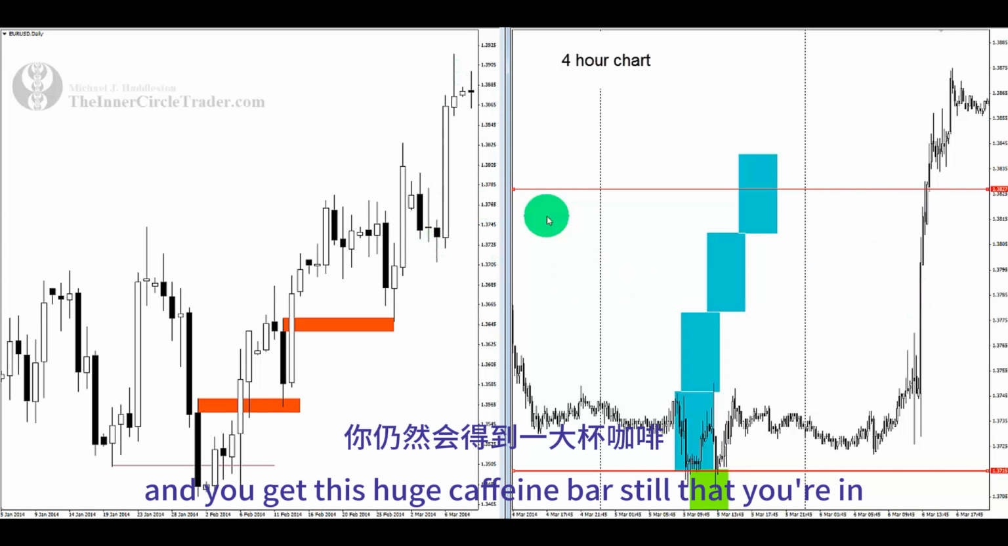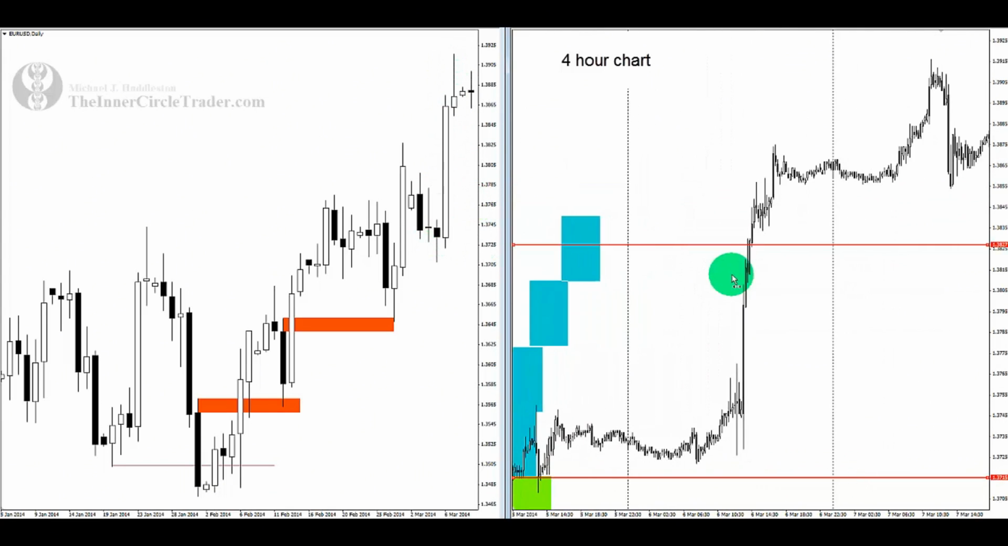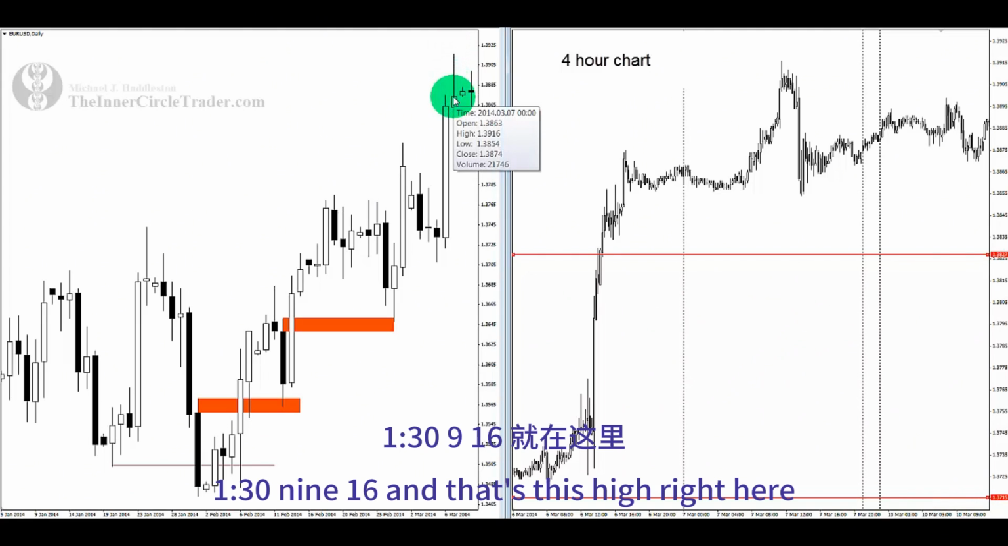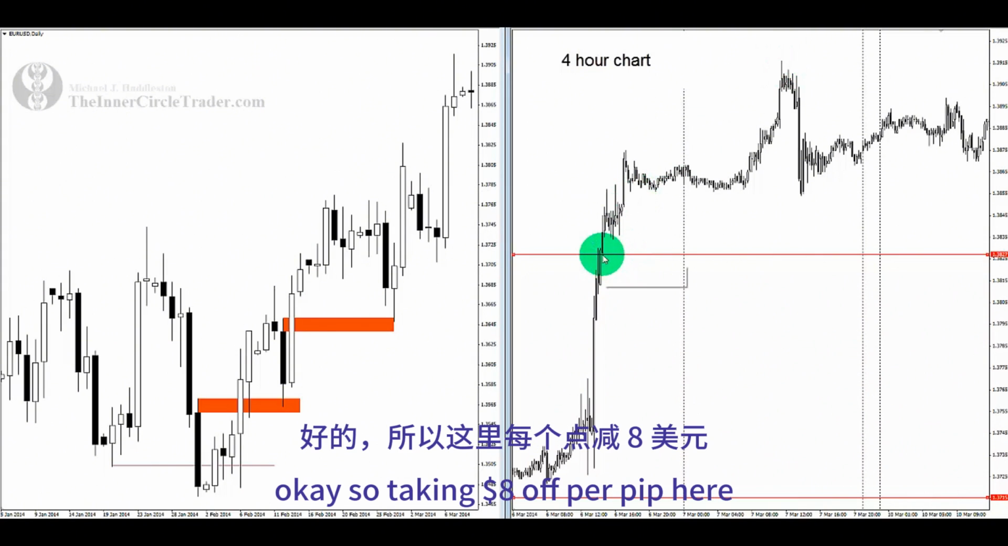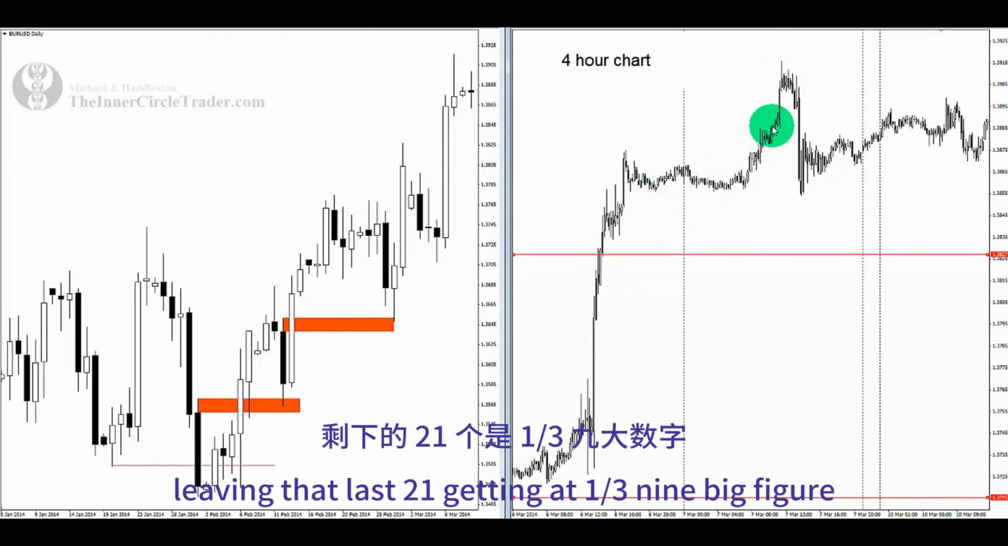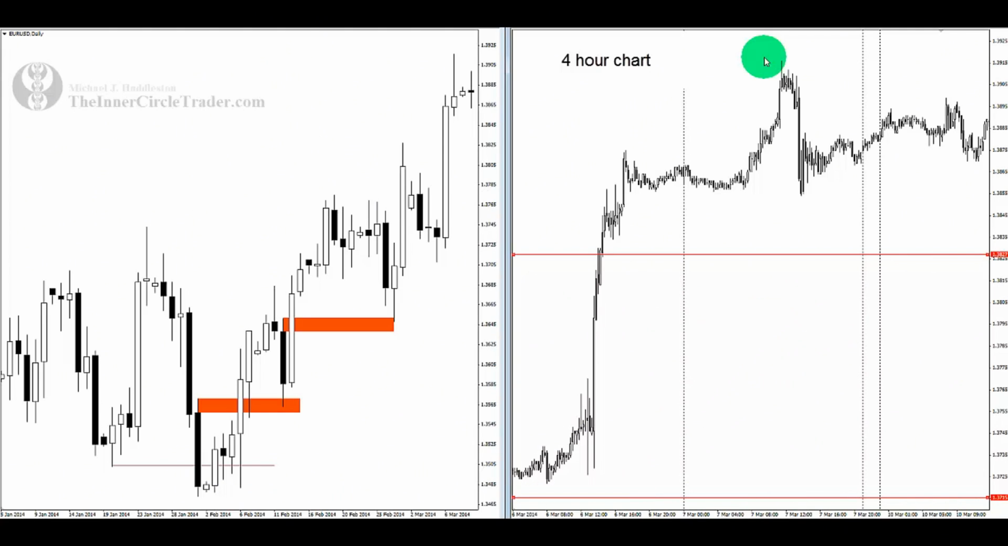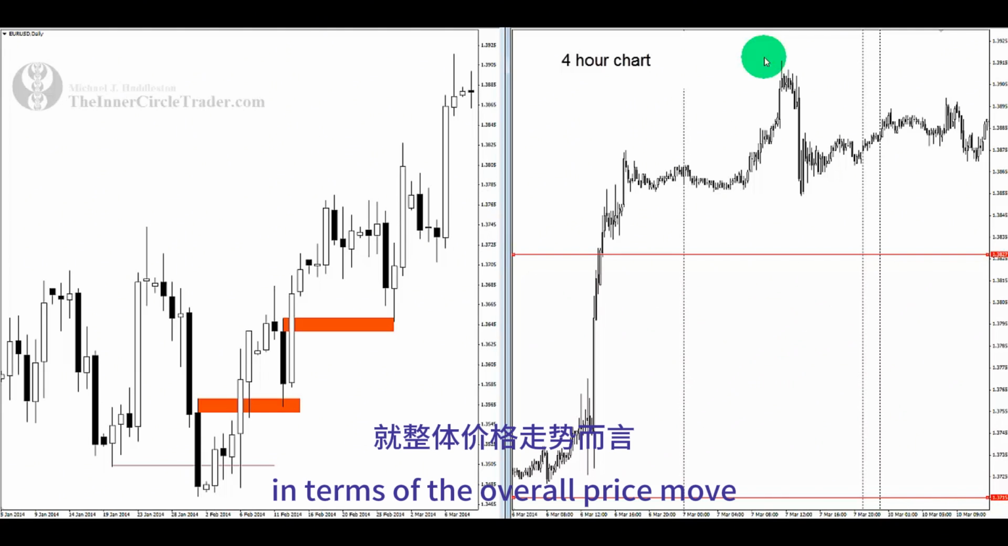And you get this huge caffeine bar that you're still in, moving up to 139.15, which is this high here. 139.16, that's this high right here. So taking $8 off per pip here and leaving that last 20% on, getting out at the 139 big figure, explosive, huge move. You're looking at 400 pips or so in terms of the overall price move.